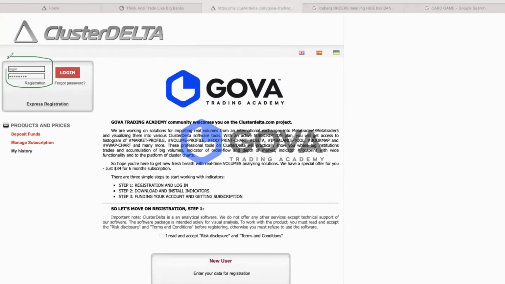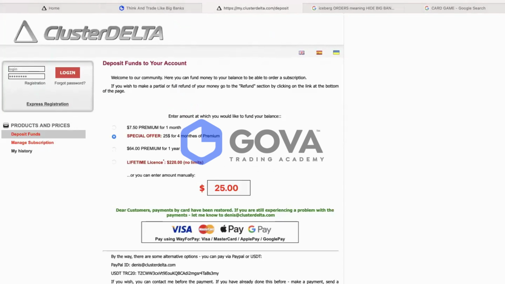After you log in, you can deposit the funds here. Just click on deposit funds. When you click on it, you should be able to see this window. On this window, edit this price and change it to $34.